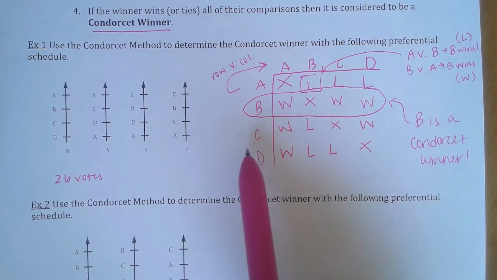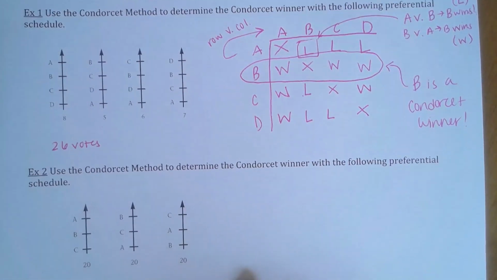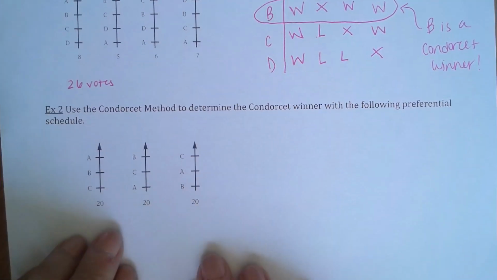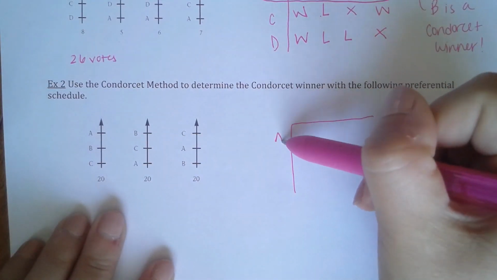If there is a situation where there's not one clear winner, then there just wouldn't be a Condorcet winner. So let's see that with this one. We'll do it one more time. We're looking at a Condorcet winner in this schedule. So again, I'm going to use my box to help us.